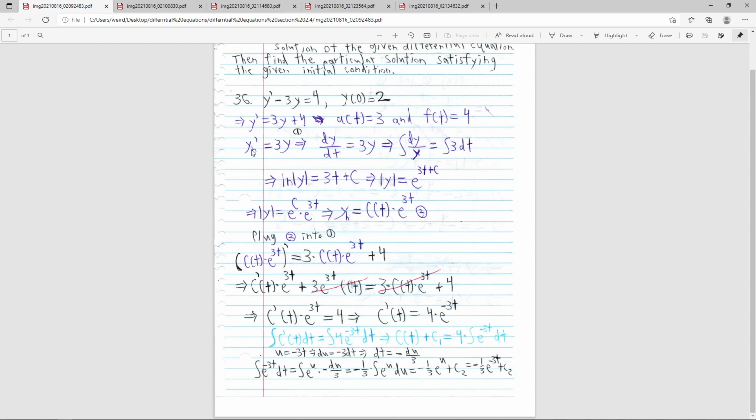So homogeneous, y homogeneous prime equals 3y. Oh yeah, equation 1 is that initial thing, y prime equals 3y plus 4. So we separate variables. We make dy over dt equals 3y. Separate the variables and solve for the integrals on both sides. 3t plus c is equal to ln of y. So absolute value again, we go through again, get rid of the absolute value of y. And it's c of t times e to the 3t. That's number 2. We plug 2 into 1.